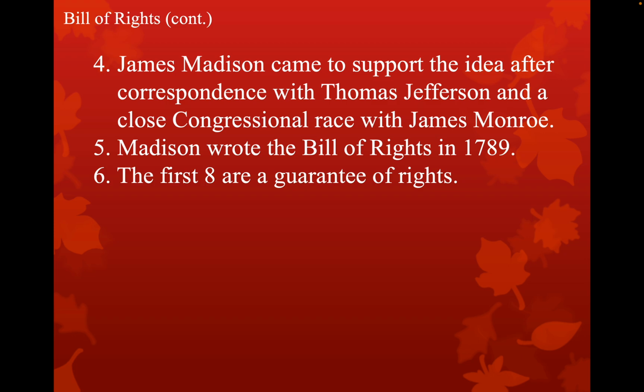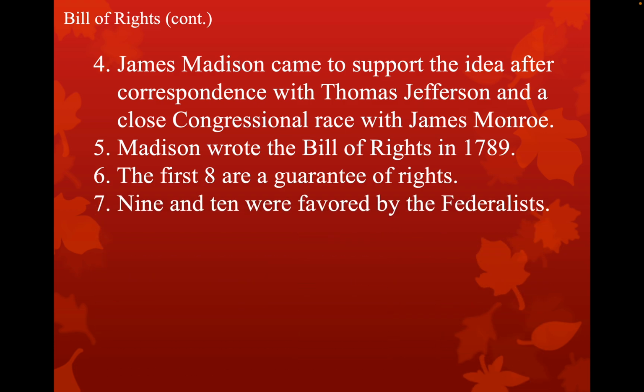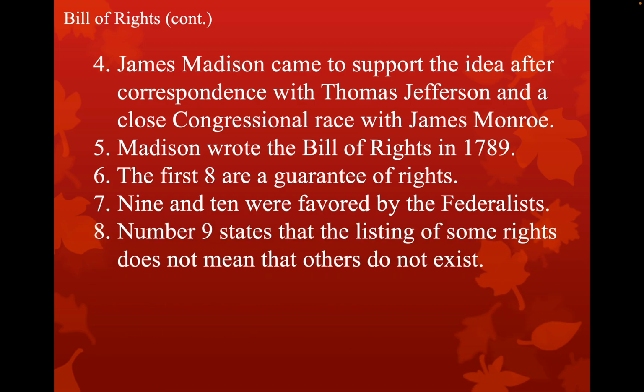Right? When you look at them, we talk about the first 10 because they were all written together, but the first 8 are really the guarantee of rights. Right? Freedom of speech, freedom of religion, right to jury trial, etc., etc. Right? 9 and 10 were favored by the Federalists. They wanted them in there. Right? Number 9 states that the listing of some rights does not mean that others do not exist. So the Bill of Rights was not all-inclusive, and that was one of the Federalist arguments as well.